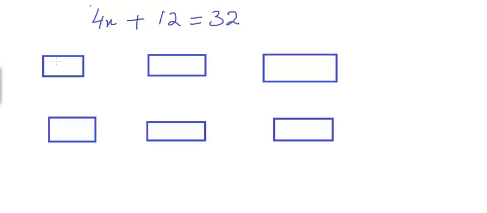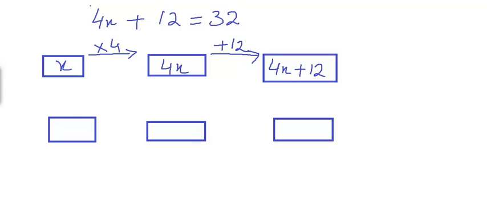We start with x and multiply it by 4. This gives us 4x. Then we add 12. This becomes 4x plus 12. Then we write the output number. The output number is on the right hand side of the equation. In this case, the output number is 32.